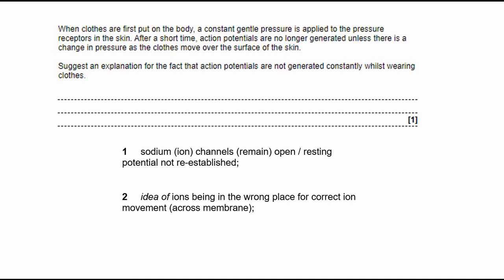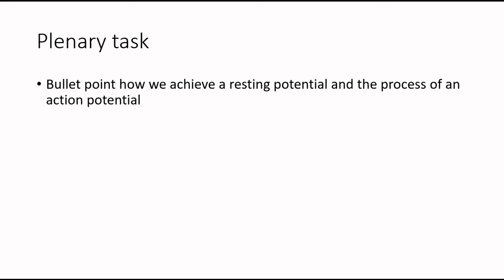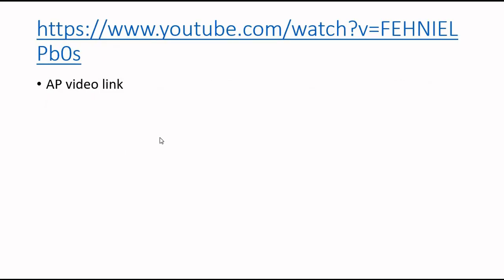Okay, some short questions. So what I suggest you do now is bullet point how we achieve a resting potential and bullet point the process of an action potential. Maybe draw the graph and bullet point the different sections. That's quite a good task. There's lots of YouTube videos, loads and loads on action potentials. If you haven't understood it from the way I've explained it, here's one example. But if you simply type in achieving resting potential A-level biology or action potential A-level biology, you'll find loads.